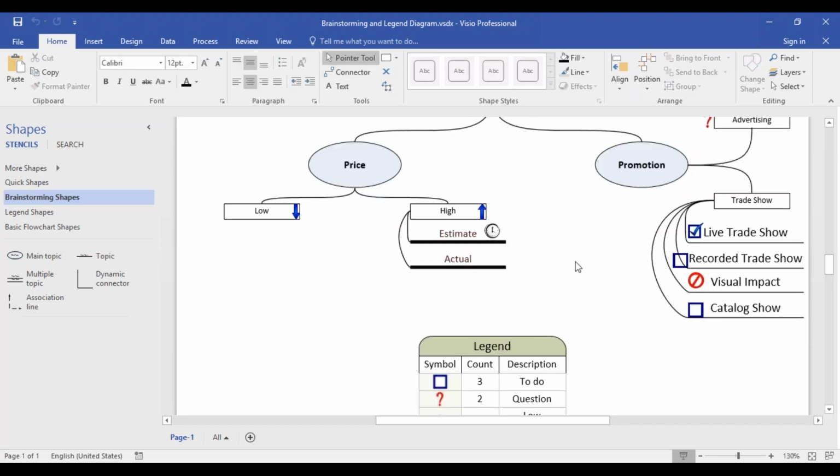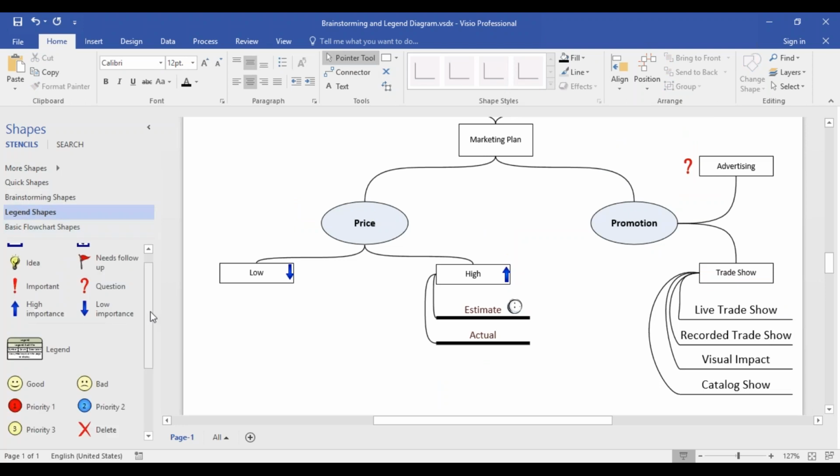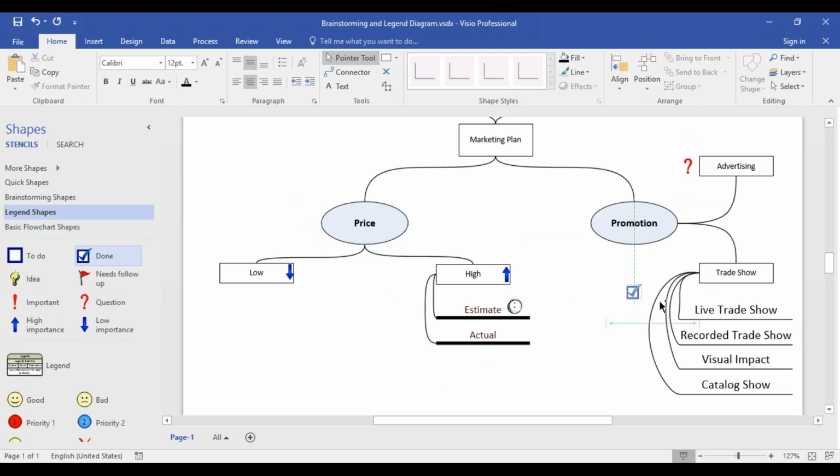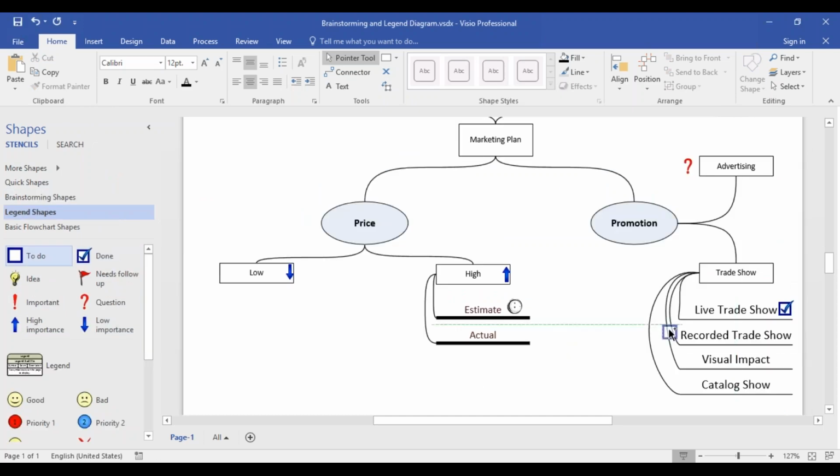Good, so this is done. Now, what are the legends? Live trade show. Done. Discussion is over. Agreed. You can place it to the left or right. Both are correct. Use the shift and arrow keys to adjust the spacing. Recorded trade show. There is an activity that you have to do. So place this.